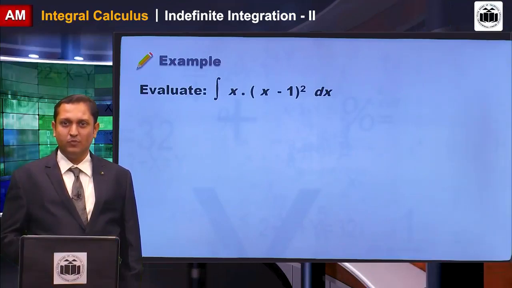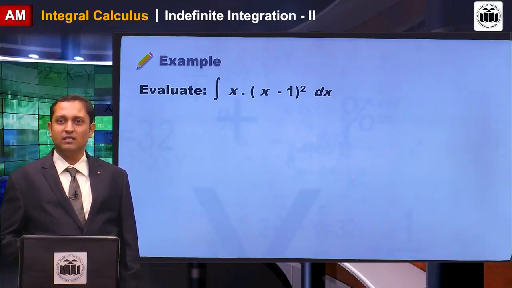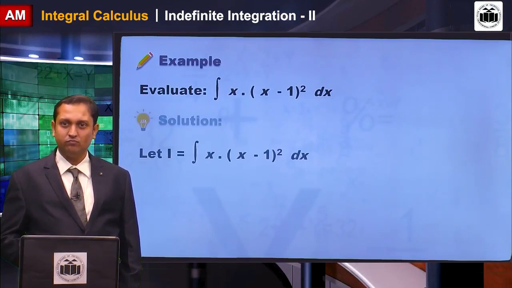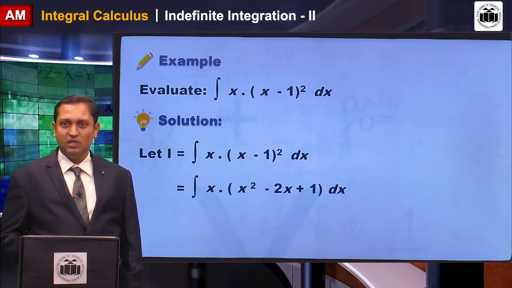Let's see the next example. Evaluate integral x into x minus 1 square dx. Let I equal to integral x into x minus 1 square dx. Now see the first step.